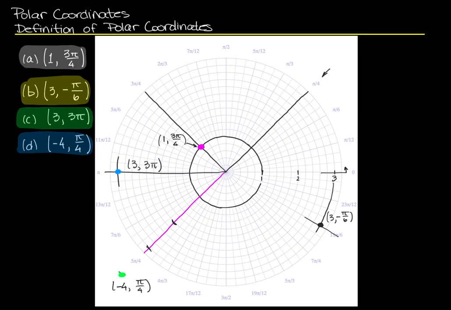Now, I've given you a set of coordinates and asked you to find the point that goes with those coordinates. What if I give you a point? Can you tell me what the coordinates are? Let's put a point right here. What are the coordinates of that point?